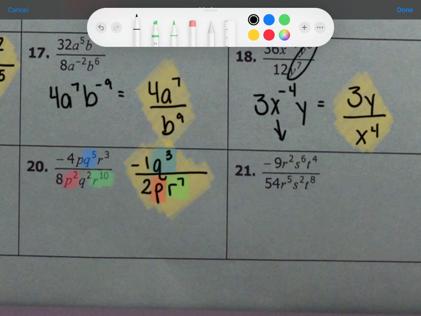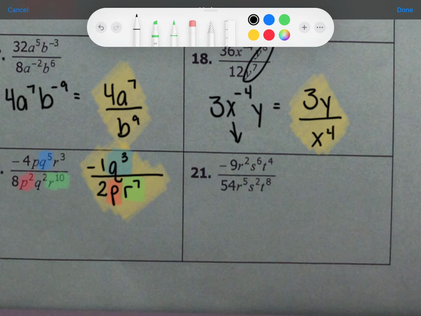All right, number 21, negative 9 divided by 54. I can reduce that to negative 1/6. Went ahead and drew my long fraction bar here. I'm going to subtract my R's. 2 take away 5 is negative 3, so I move it to the bottom. Again, R to the 5th is bigger on the bottom, so I know that's where my R is going to go. S, 6 on top, 2 on the bottom. 6 take away 2 is 4. Positive, so it stays on top.